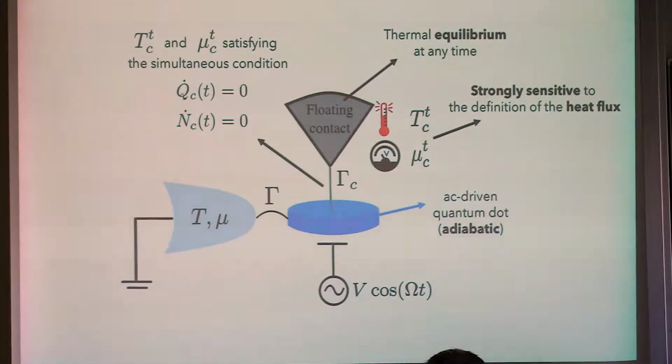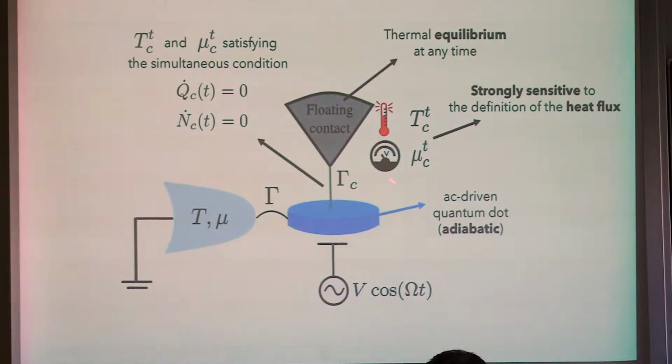an experimental setup. The system we have in mind is a resonant level, this blue disk here, which is driven out of equilibrium by the application of this periodic driving. And it is in contact with some grounded reservoir, which has a fixed temperature and a fixed chemical potential. This coupling can be arbitrary. And we focus on the adiabatic regime, so this potential evolves in time very slowly.